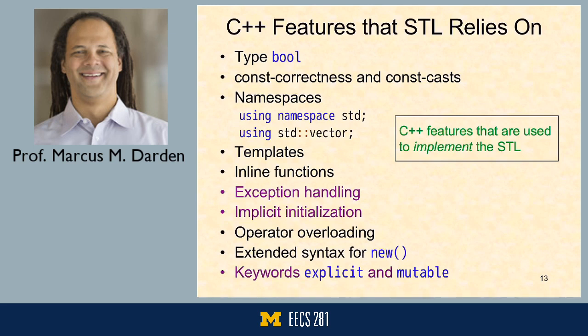The STL relies on some C++ features. It uses bools quite a bit, often a little bit more than we use in our own code, but that bool thing is pretty good. It uses const correctness and const cast all the time. Const, of course, helps speed things up. When the compiler knows, or the processor knows, that this particular thing is const and not going to be changed, it can speed things up.